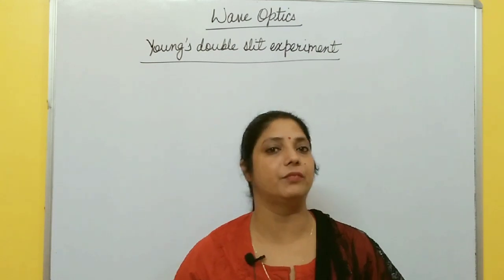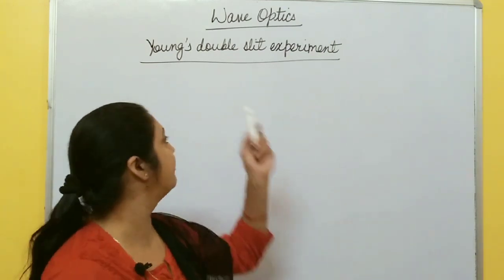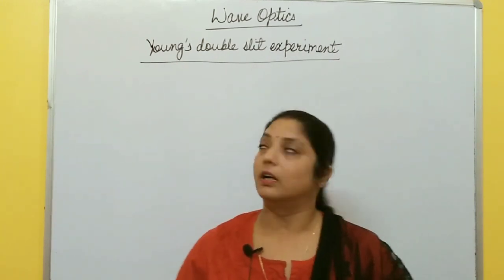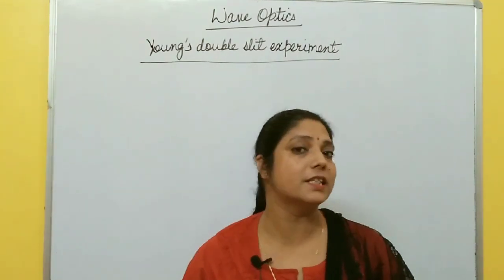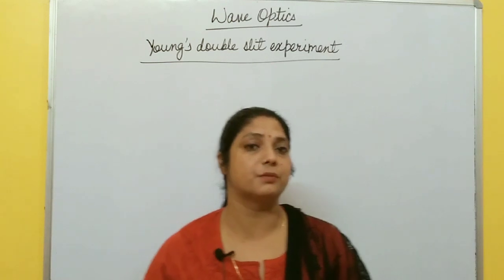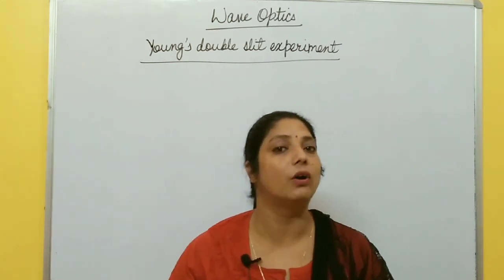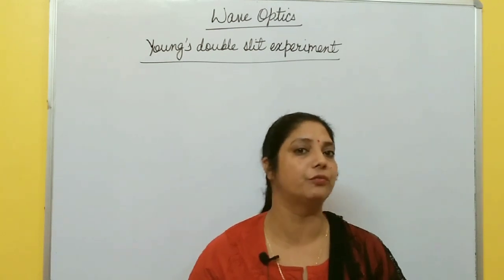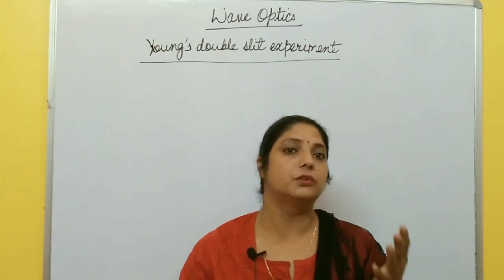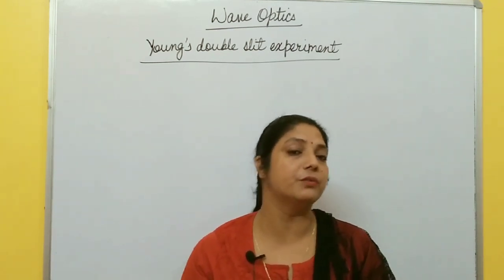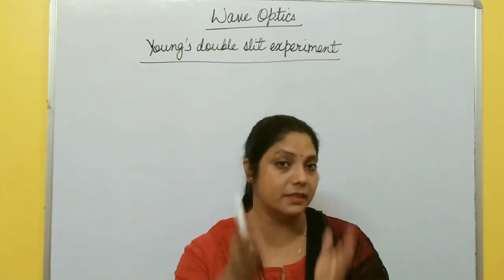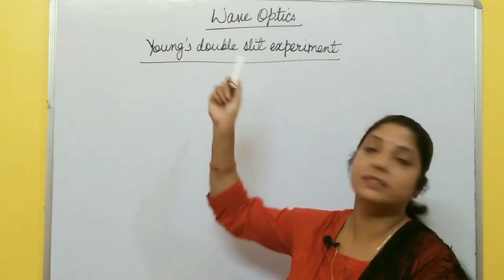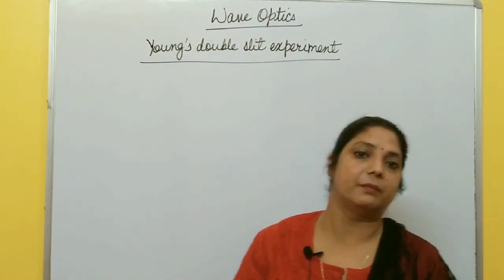Today I am coming with one more topic of this chapter, wave optics, that is Young's double slit experiment. Young was the first scientist who explained experimentally the interference pattern on the screen. Previously, Huygens just proposed the wave theory of light, but how two waves superimpose and produce maxima and minima on the screen was experimentally explained by Young's double slit experiment.